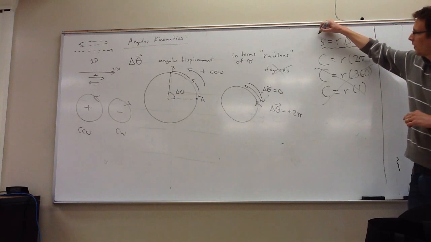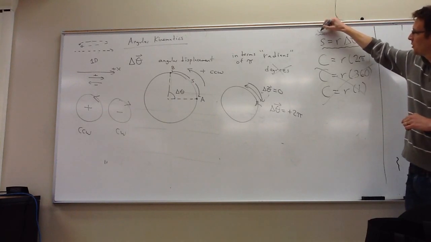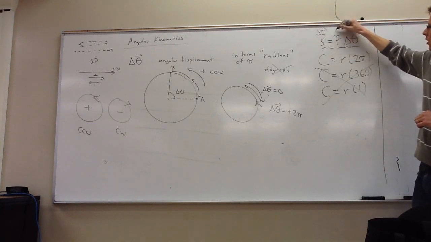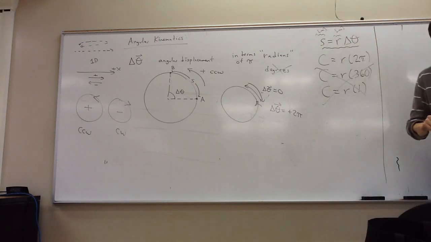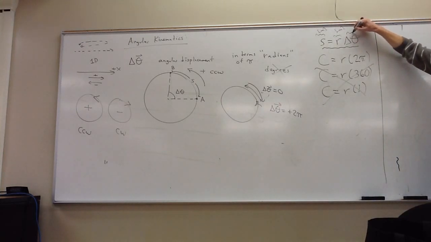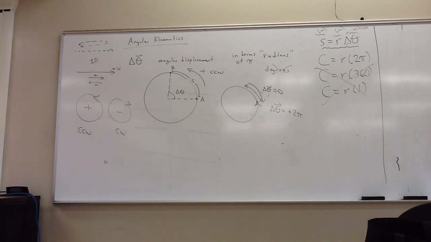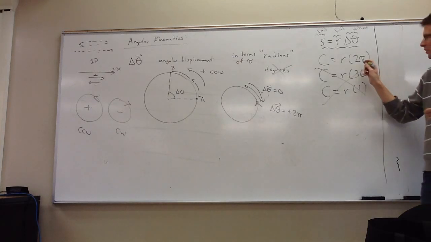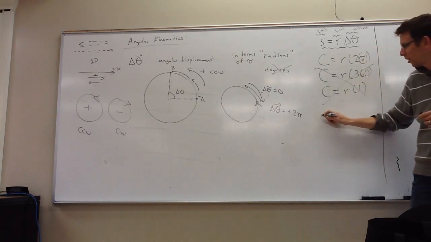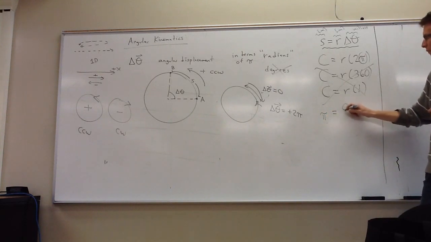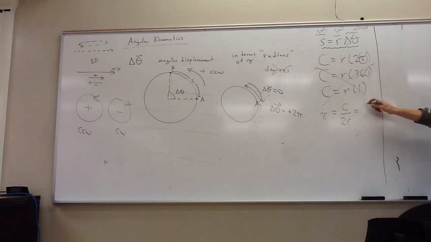Now let me point out that S is in terms of meters, that's a distance, and R is also in terms of meters. So that means that this really has to be unitless. Radians is really a way of describing angle without units. For instance, if I solve this for pi, pi equals circumference over 2r, or as we call 2 times the radius, sometimes we call it the diameter.